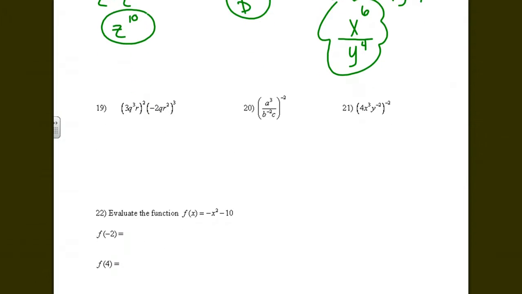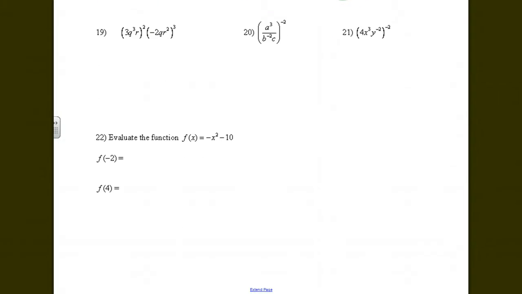Moving on to number 19. Here I have some power to a power twice. Don't forget that 3 has its own little exponent 1, and so does negative 2. So I'm going to go ahead and square 3 and get 9. Q to the 3rd squared is q to the 6th, and then r squared, times negative 2 cubed is negative 8, q to the 3rd, r to the 6th.